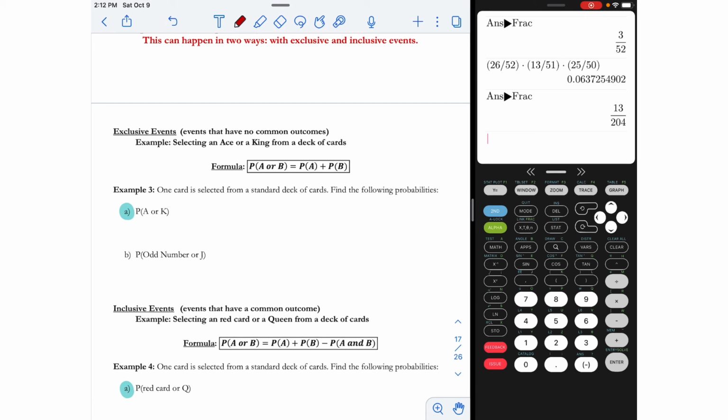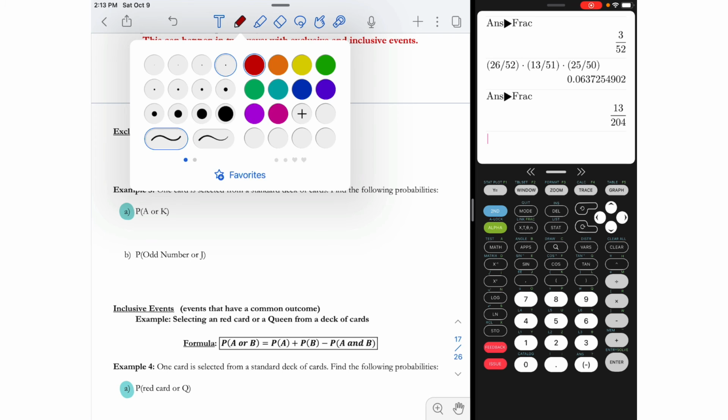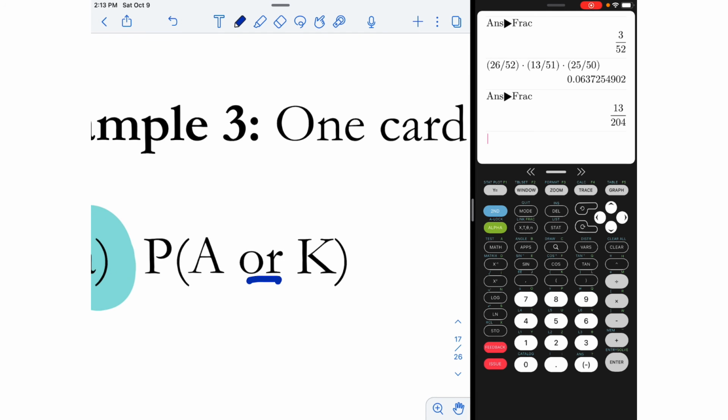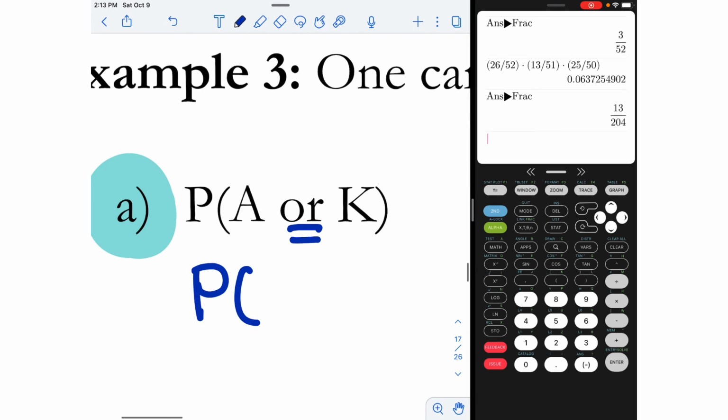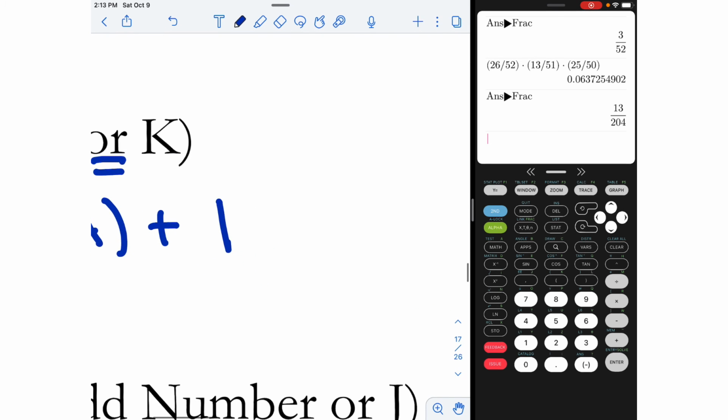All right, so the first one for exclusive events, meaning one doesn't have anything to do with the other. It says 1 card is selected from a standard deck of cards. Find the following probabilities. The probability that I get an ace or a king. The word or implies addition. Probability of ace plus probability of king.